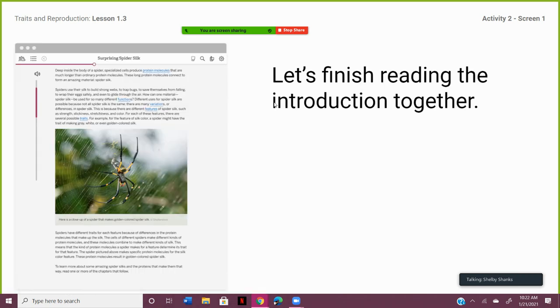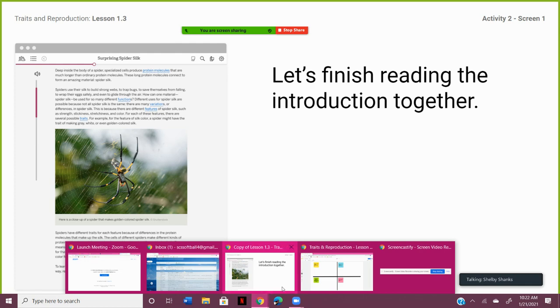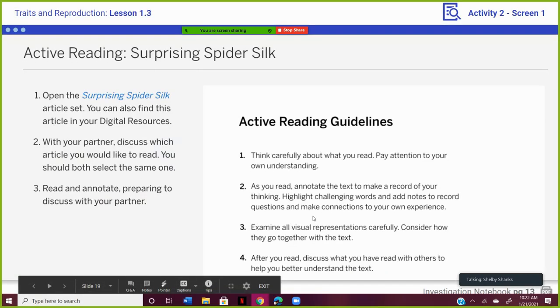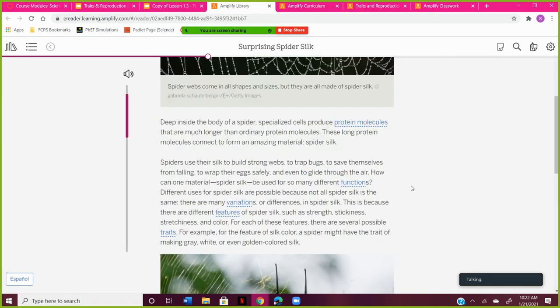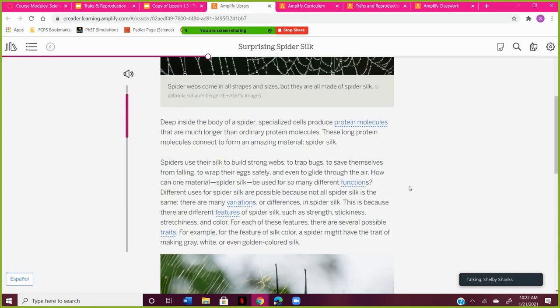All right, let's finish reading this article, or the introduction, together. So I'm going to go into Amplify, exit out of this. I'm going to read the rest of the short article. I think there's only about 2 more paragraphs left.